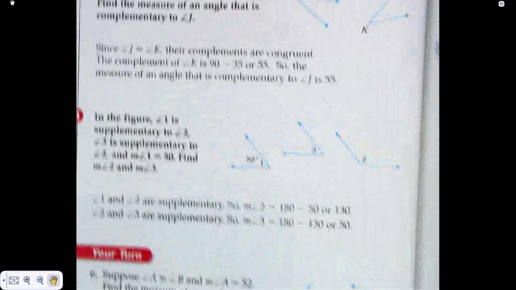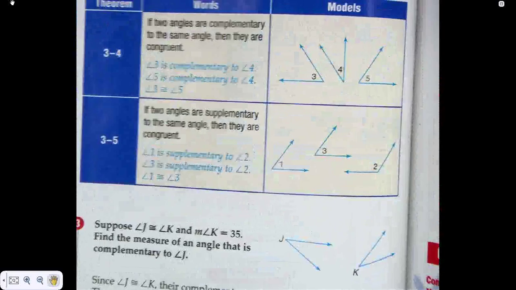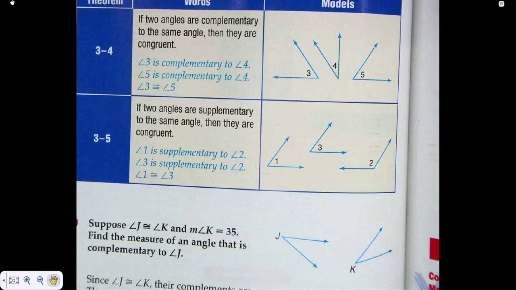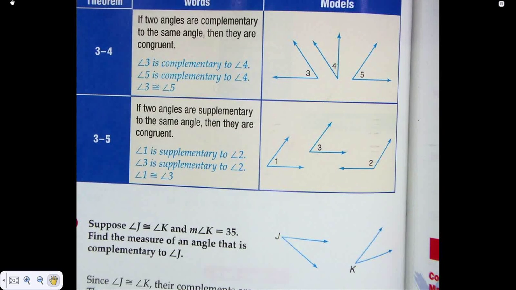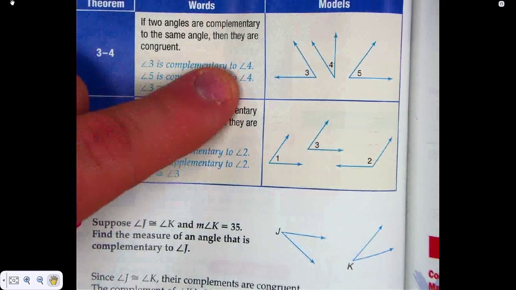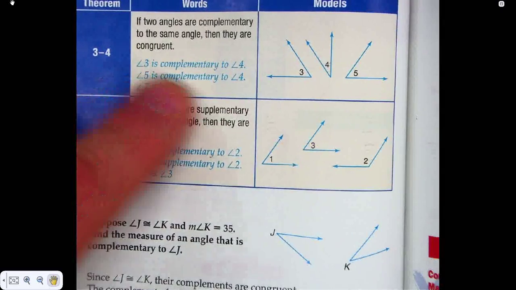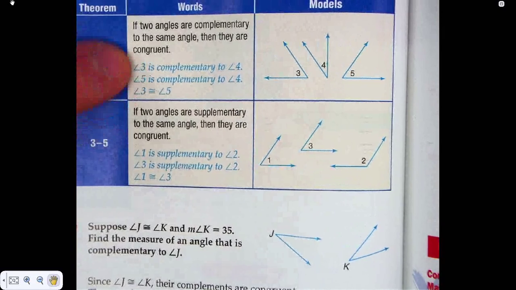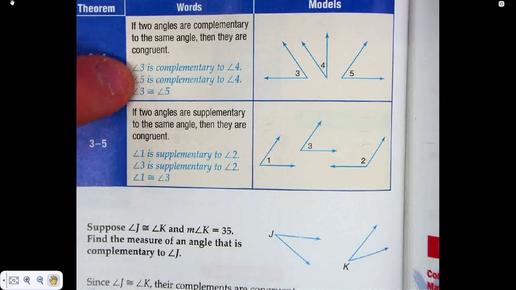On the next page: if two angles are complementary to the same angle, then they have to be congruent. So if angle 3 is complementary to angle 4, and angle 5 is also complementary to angle 4, then those two have to be equal, because they have the same amount left out of 90, correct?